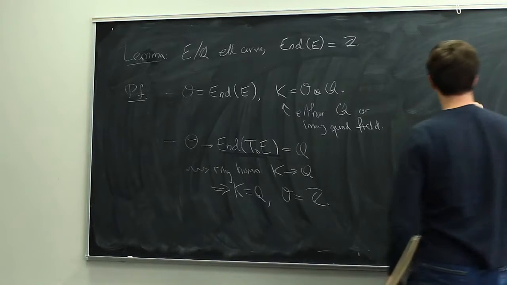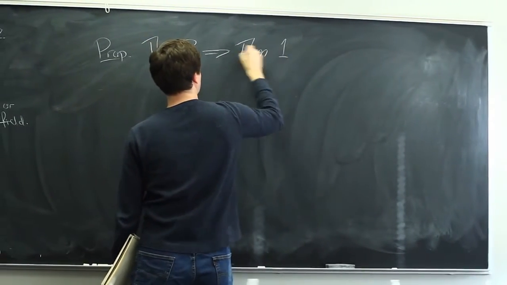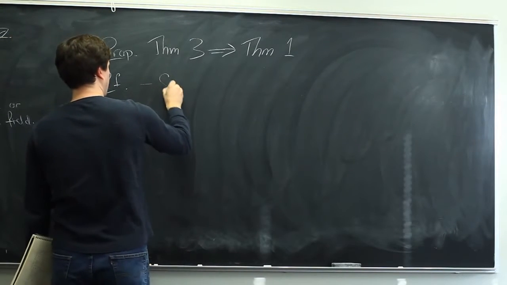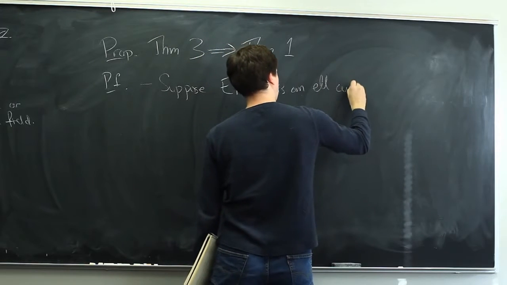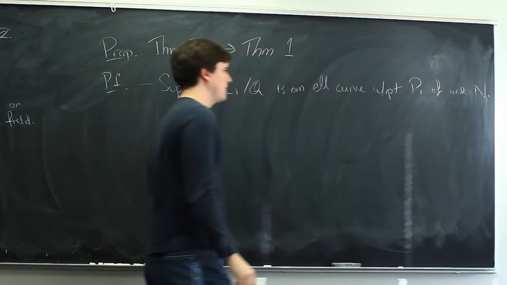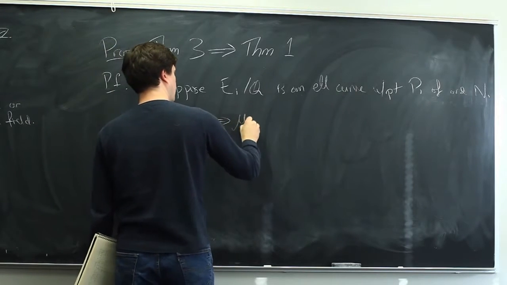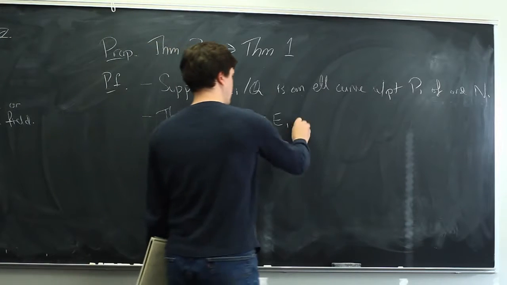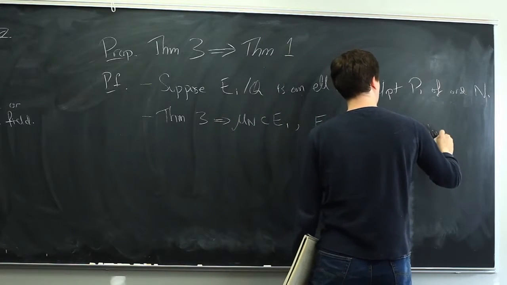Okay, so now we're going to prove that theorem 3 implies theorem 1. The idea is to go by contradiction and suppose that we have an elliptic curve, I'm going to call it E1, with a point P1 of order n. Then theorem 3 implies that there's a mu n sitting inside of E1. And I'm going to define E2 to be the quotient, and P2 to be the image of P1.